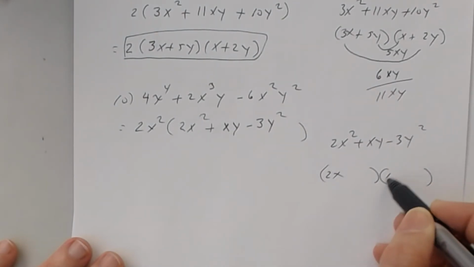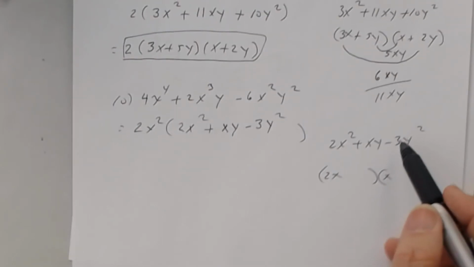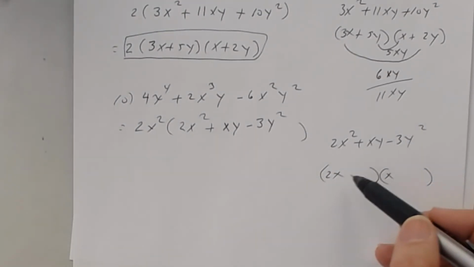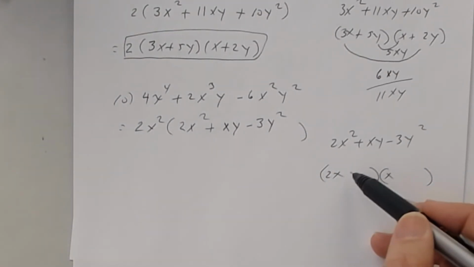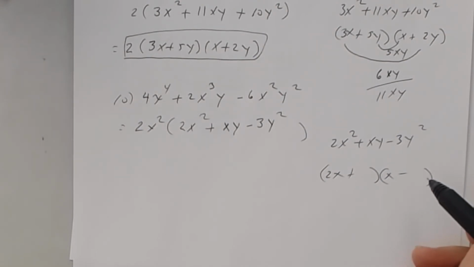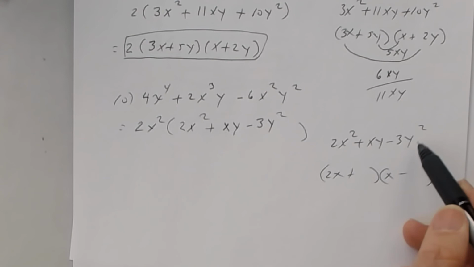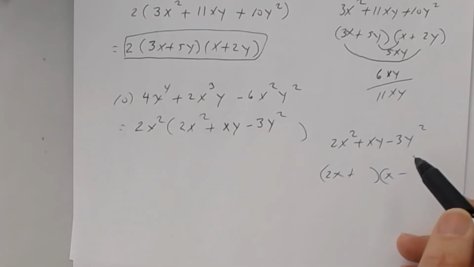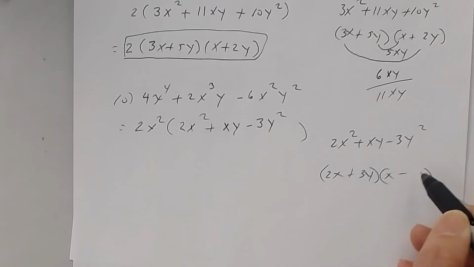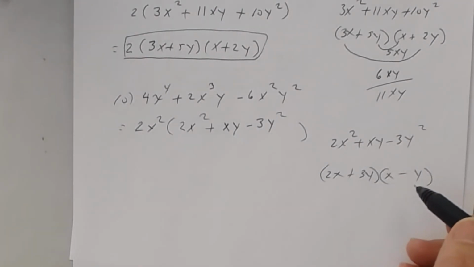Okay, so 2x and x, right? The last sign's negative. So that means these signs are different. All right, let's say plus and minus. If it doesn't work, we'll fix it. What's the possibility of 3y squared? 3y and y, right? Okay, let's put the 3y first and the y next. And if it doesn't work, we'll move some things around.